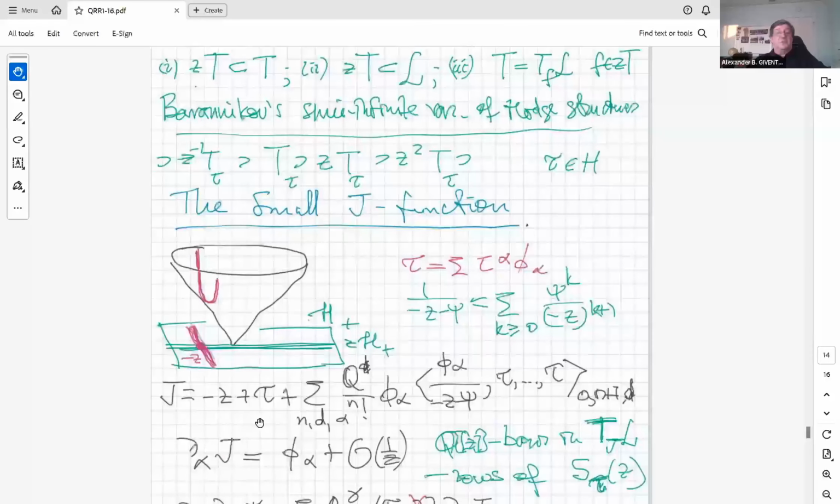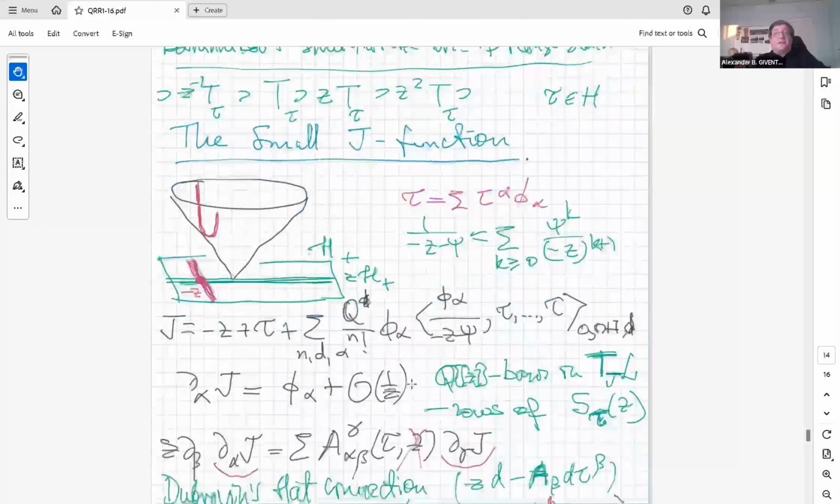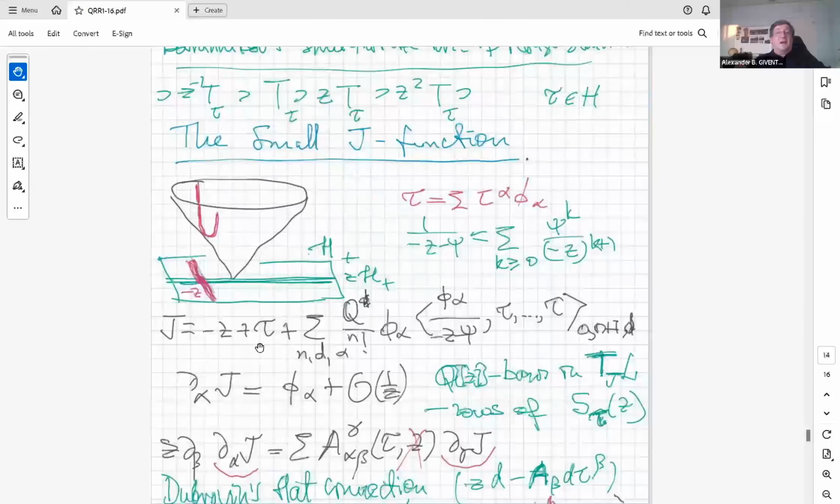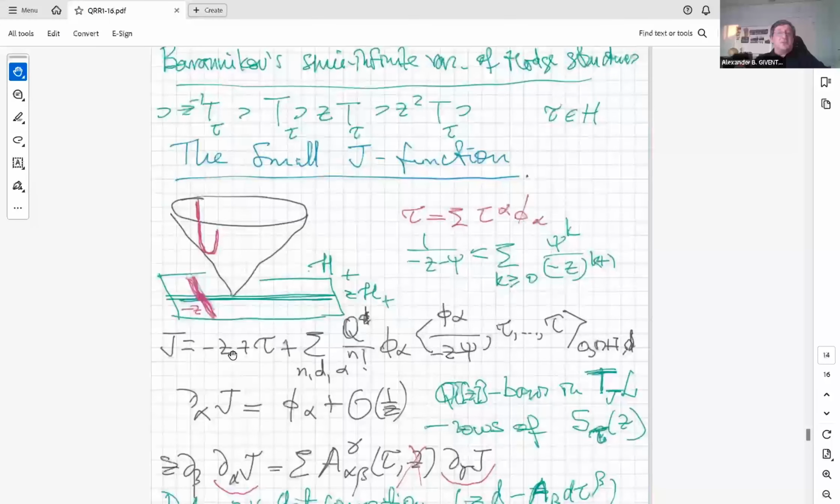But if you compute the derivative, tau is the sum of phi alpha tau alpha, right? So we differentiate in tau alpha, you'll get that's one of the components of tau. You get this disappears under differentiation, it's constant. You'll get phi alpha plus some 1 over z series here. And if you do this for all alpha for a basis, you get actually a basis in the tangent space.